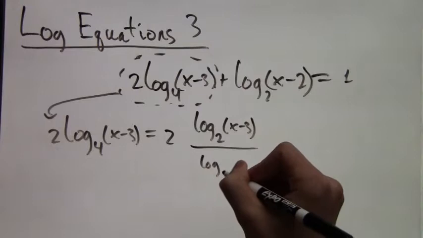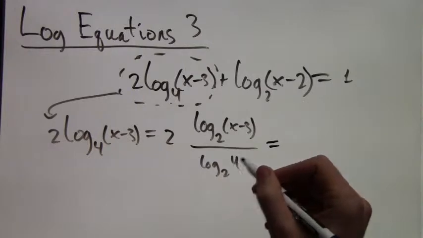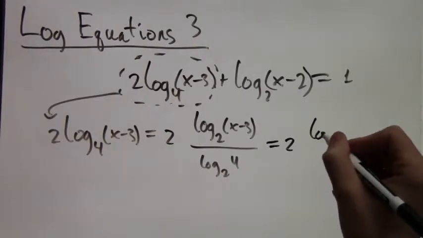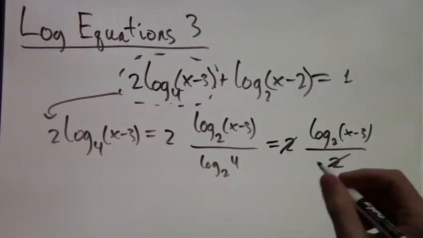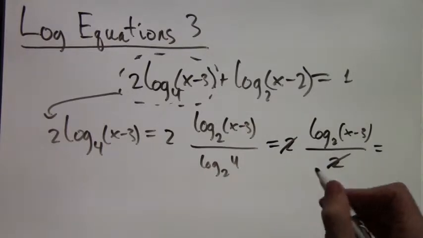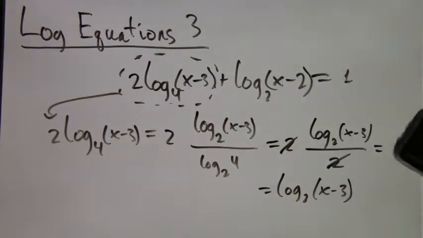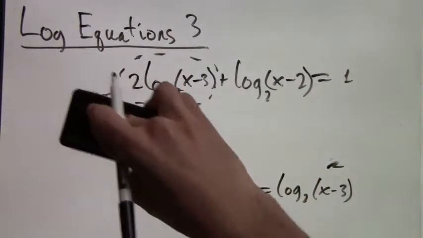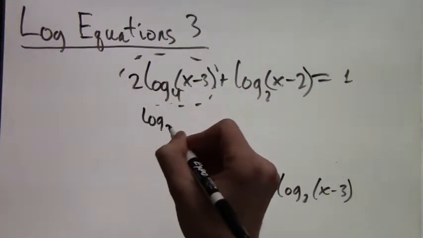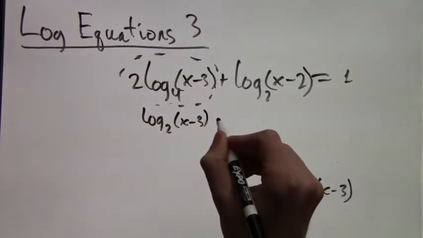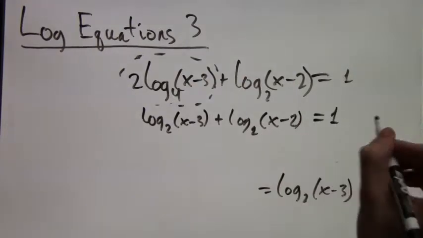since we want base 2, we do log base 2 of x minus 3, and then we divide that by log base 2 of the old base, which is 4. But log base 2 of 4 is actually just 2. So we're dividing by 2. And remember, this is because 2 squared equals 4. But anyway, the expression simplifies to log base 2 of x minus 3. Okay, so now we have two logarithms that are the same base. We can rewrite our expression as log base 2 of x minus 3 plus log base 2 of x minus 2. And this is equal to 1.